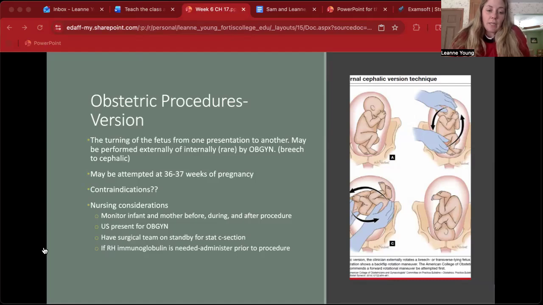What are some things that we need to consider whenever we're getting patients ready for a version? We need to monitor that infant and mom before, during, and after the procedure. The ultrasound needs to be present for the OBGYN to use as a reference. We need to have a surgical team on standby for a stat C-section because, like I said, a complication of a version is fetal intolerance. So sometimes they need to be rushed back for a stat C-section after. If Rh immunoglobulin is needed, we need to administer this prior to the procedure. Make sure that mom gets her RhoGAM.